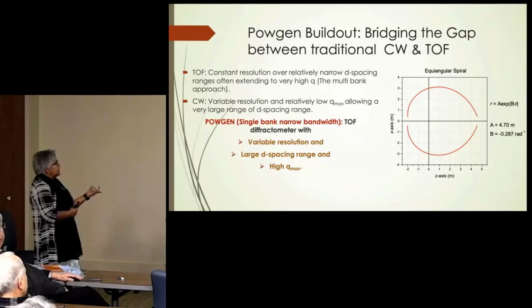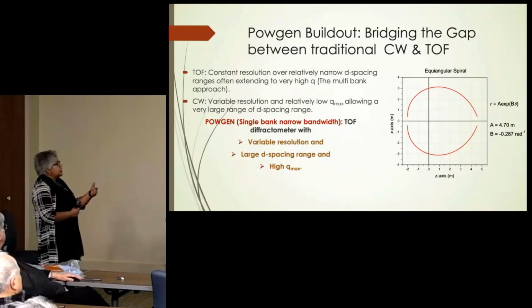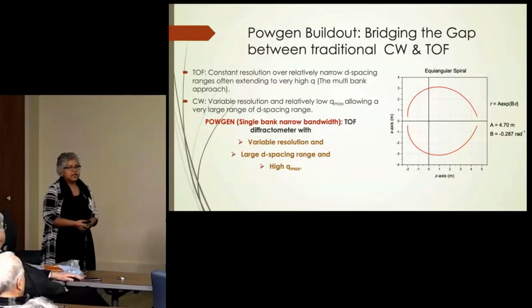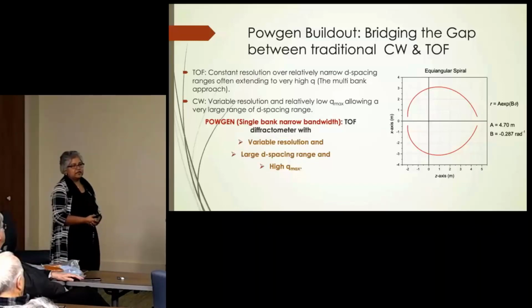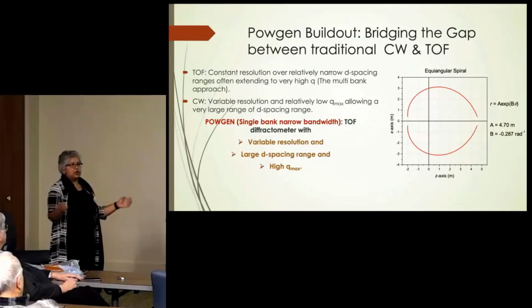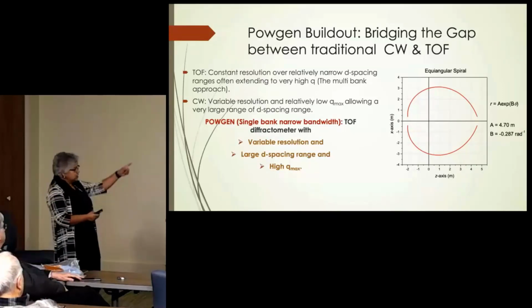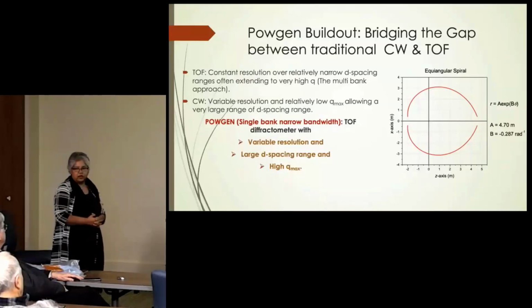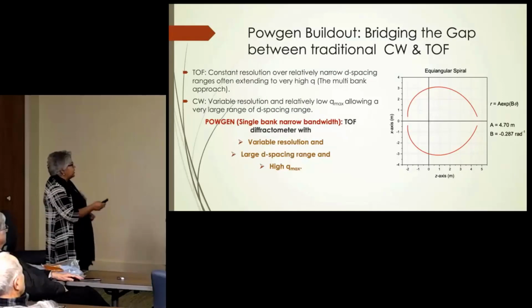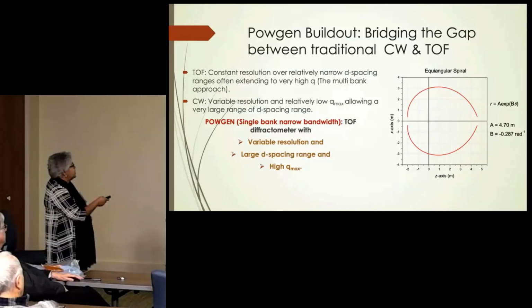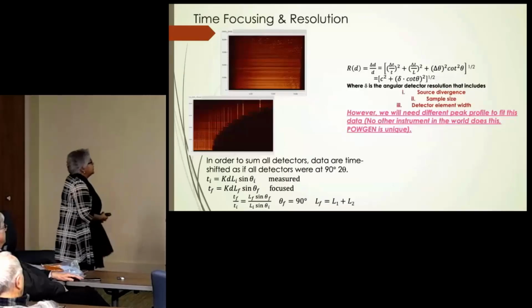And in the constant wavelength version, we have a variable resolution, but a relatively low Qmax. So the idea was to combine these 2 things and make a diffractometer at a time of flight machine, which had varying resolution, but had 1 bank. This was done based on this equiangular spiral, which allows you to do that, with variable resolution, large d-spacing, and high Qmax.